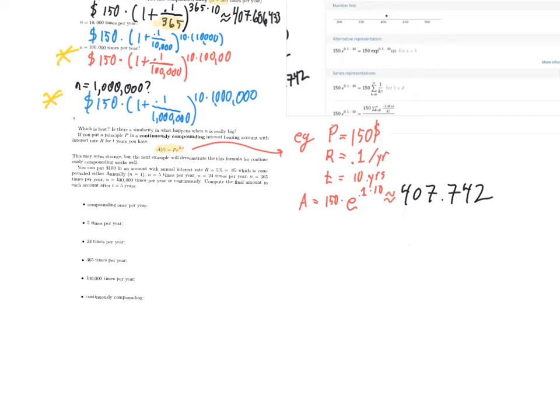Anyway, my own woes aside, let's suppose you put $100 into an account with an annual interest rate of R, which is compounded either annually, so that's once per year, 5 times per year, 24 times per year, so I guess that's twice per month, 365 times per year, 100,000 times per year, or continuously compounding. Let's see what these numbers are, how they compare.